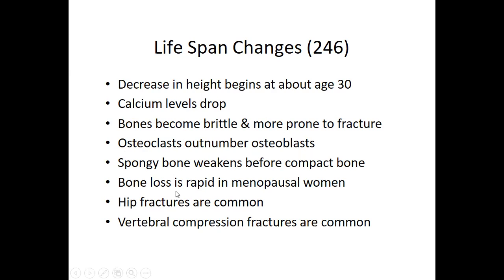Bone loss is more rapid in women who are going through menopause. Later in life, that bone loss can be more rapid because of the drastic drop in estrogen and progesterone. Hip fractures tend to be more common because of these life changes as the person gets older. And then you have vertebral compression fractures that become more common as a person gets older. That is it for chapter 7.